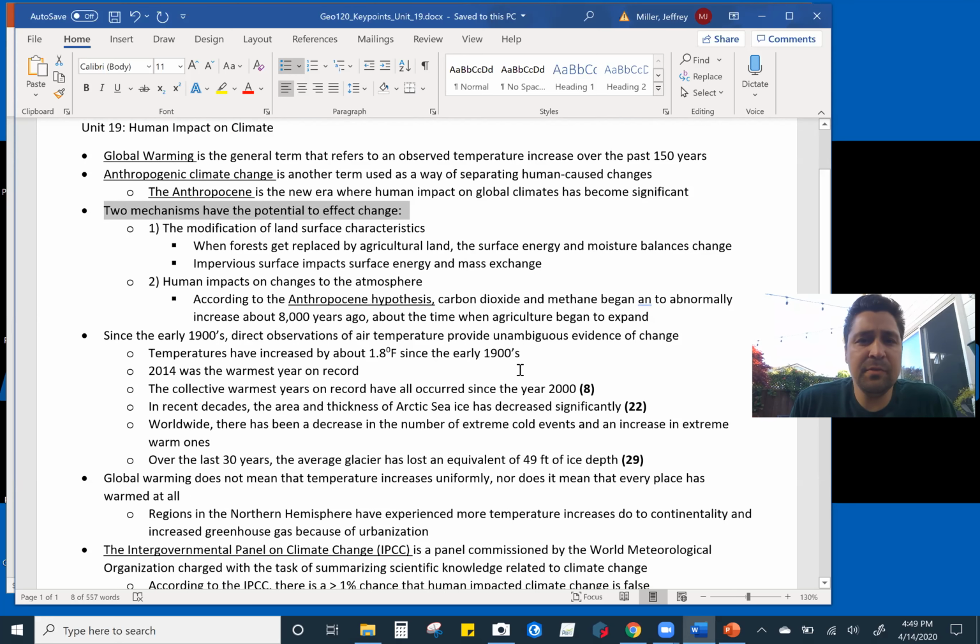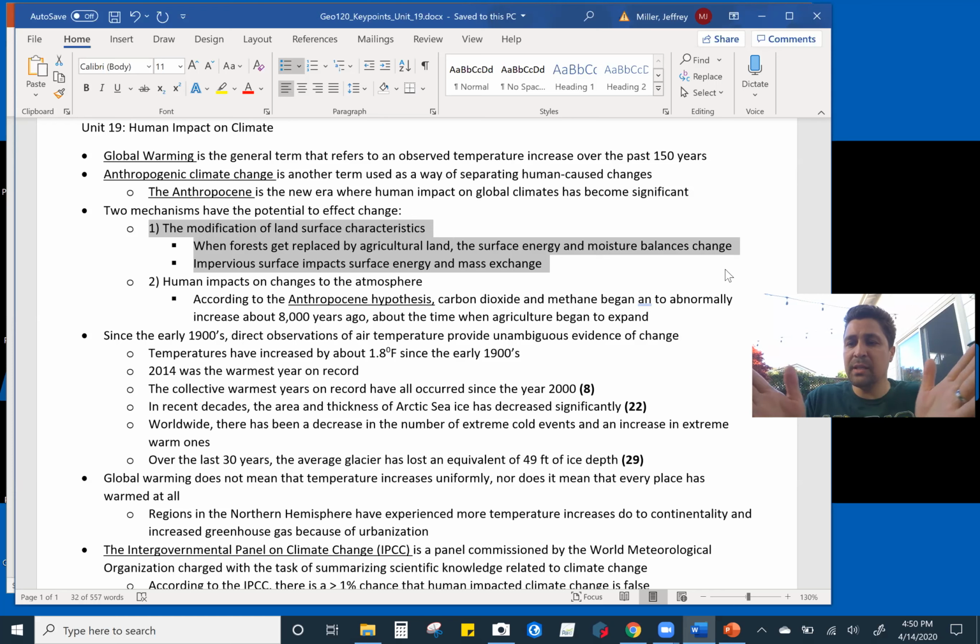Now, there are two mechanisms that have had the potential to affect change. These are like the catalysts, the things that really got this Anthropocene going. The first would be the way humans started modifying the earth and the land surfaces, and what the characteristics of the land were like. We're talking about cutting down forests, and things like changing the way rivers and lakes are dammed up, and things like this.